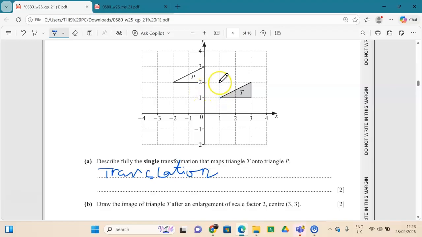I can use this to get, this is 1 up, then 1, 2, 3 to the left, 1 up, and 3 steps to the left. I can go, because we are checking triangle what? T to P. So I can also go first of all on the x-axis, and I will go 1, 2, 3, then 1 up. Meaning 3 steps backward and 1 step up.